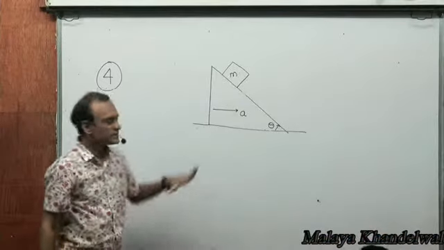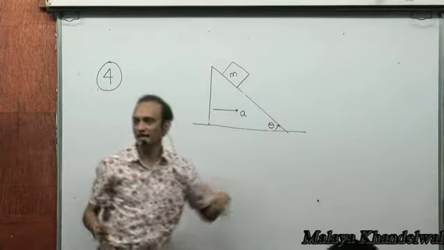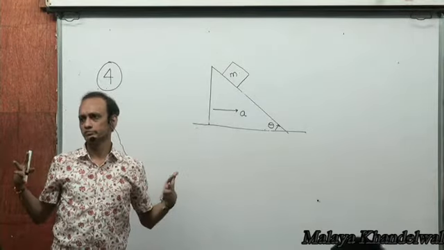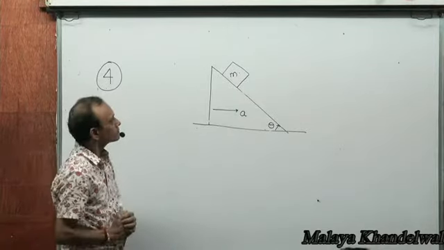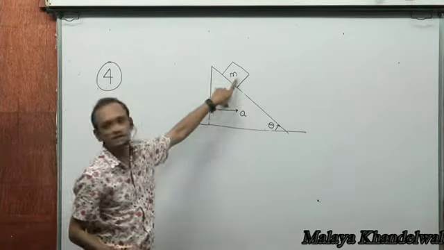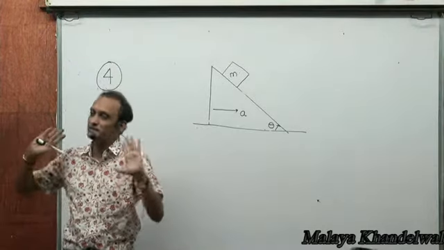So the next problem is about a massless wedge moving to the right with an acceleration a somehow. We do not know. Something is causing it to have an acceleration a to the right. This is the mass small m. It's sliding down the plane, but is maintaining contact.